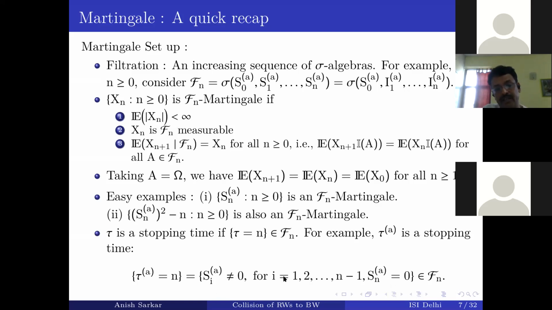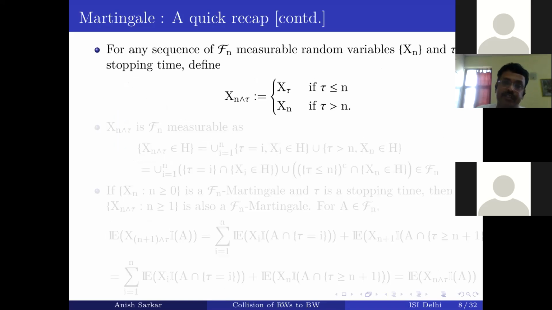So this is an event given in terms of these random variables, and all these things belong to a certain set H. Therefore this is in Fn. Okay, so this is the first thing.